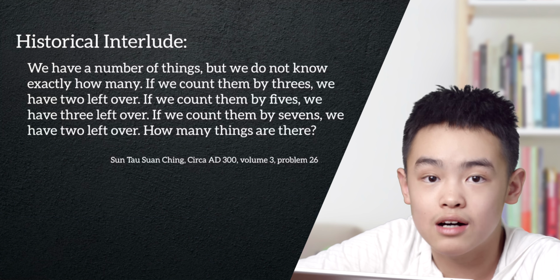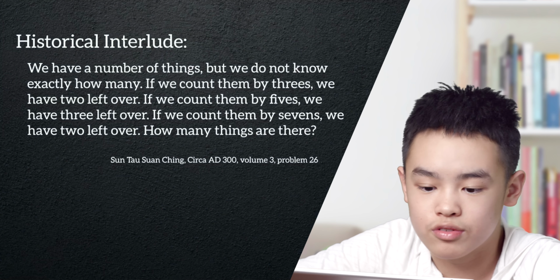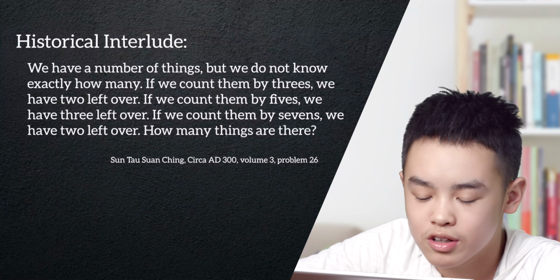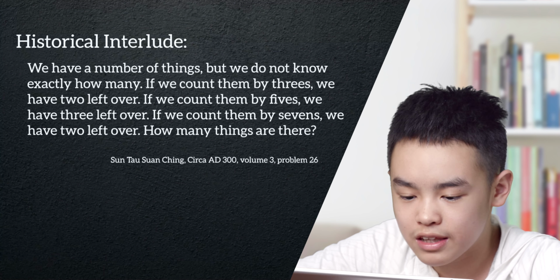So we have a number of things. We did not know exactly how many things there are. If we count them by threes, we have two left over. Count them by fives, three left over. Count them by sevens, we have two left over. How many things are there?